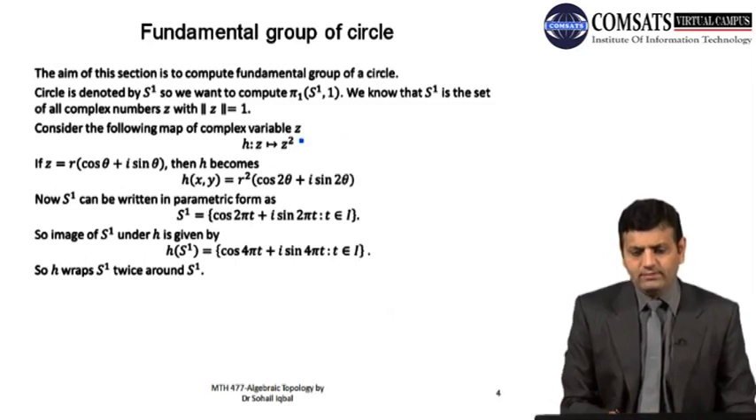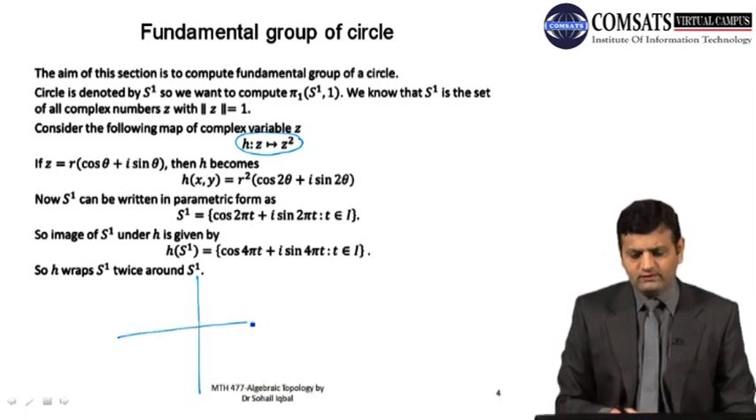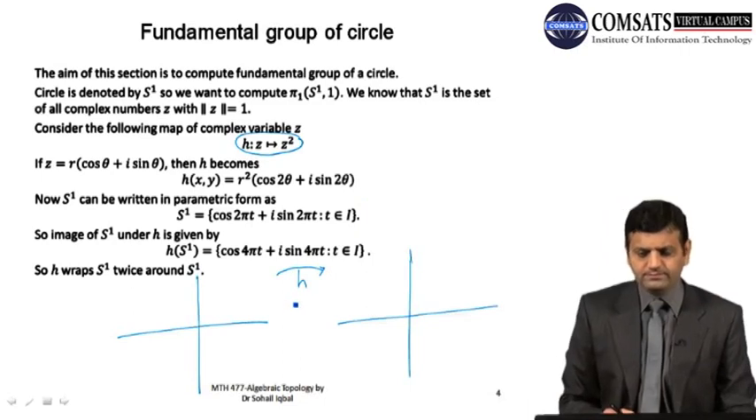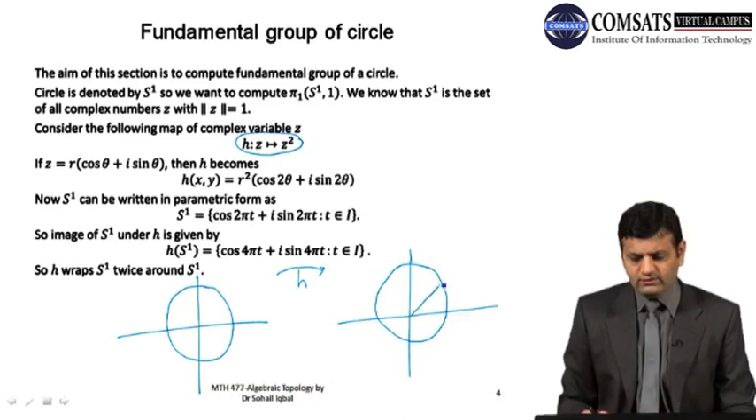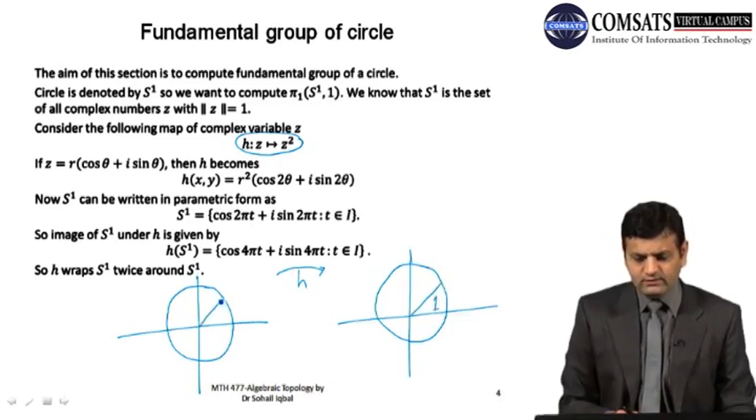Consider a map H from z to z square. In this case H is a function of a complex variable, it takes complex numbers and gives me complex numbers, so it's a function from the complex plane to the complex plane. But if I restrict my attention to only the unit circle, then what are the images of a unit circle under this map H? So let's see.